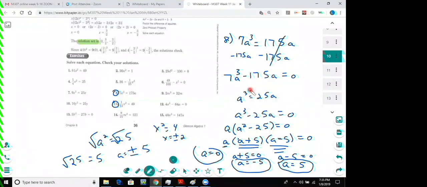So you could have done it that way, or instead of dividing by the 7 there, you could have just factored out a 7A if you knew your greatest common factor was 7A. Here, you would have been left with A squared minus 25 equals 0. You'd be back to where you are here. And instead of the A here, we'd have a 7A. So you would set that equal to 0, and 7A equals 0. A would be equal to 0 anyway, just like this term here.